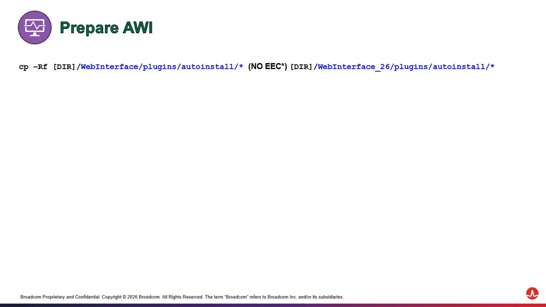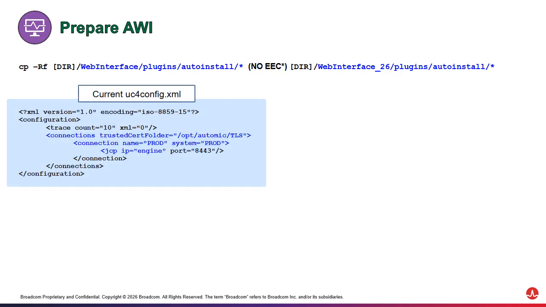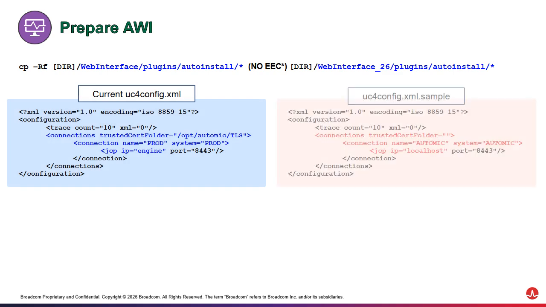We've worked on the other components. We can focus on AWI. The procedure is a little different because it doesn't have a tar file. First, we copy all plugins found in the auto-install directory not named EEC into its matching version 26 directory. Next, we copy the uc4config.xml settings into its matching file in version 26. While you are here, you can rename the sample as the real thing. The web interface is now ready to be deployed.